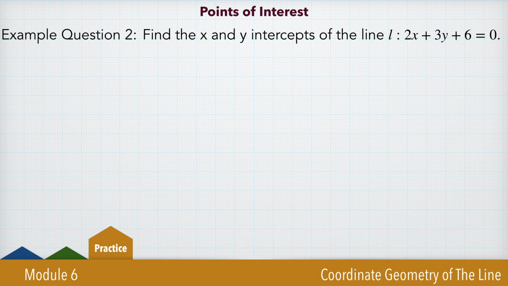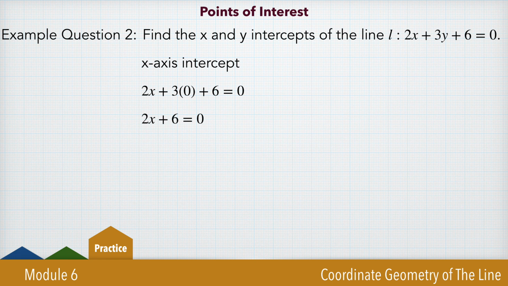In this question, we must find the x and y intercepts of the line L. We will start by finding the x-axis intercept. We will substitute 0 for y into the equation. Simplifying and rearranging gives us an x value of -3. Therefore, our x-axis intercept is (-3, 0).